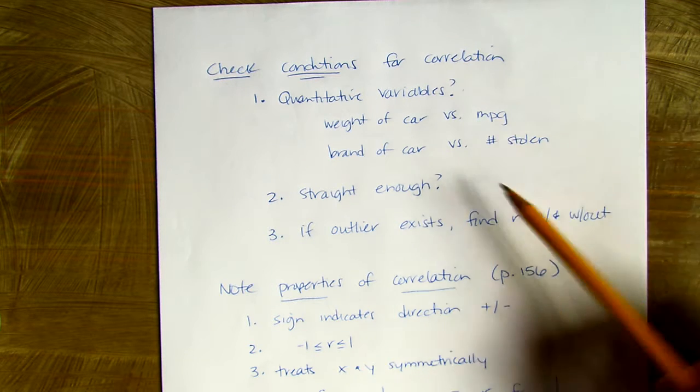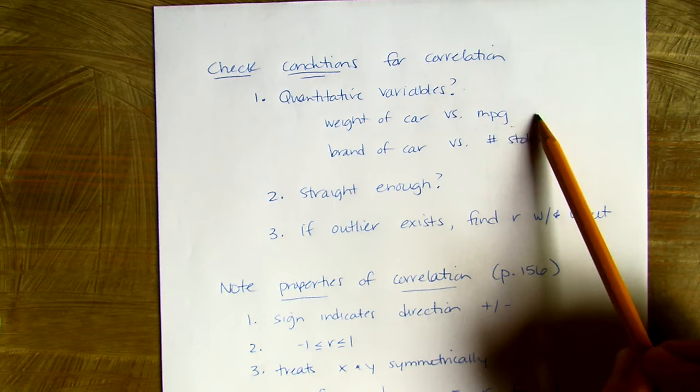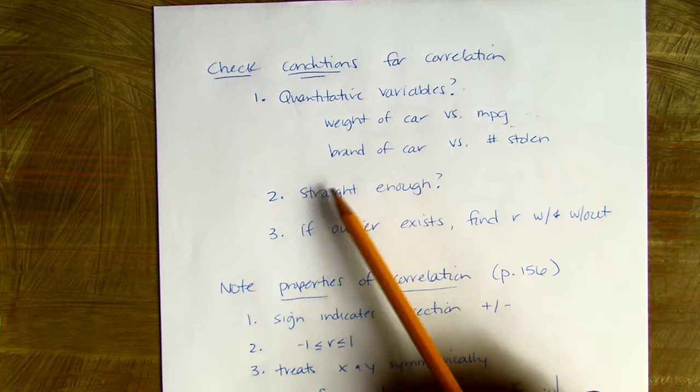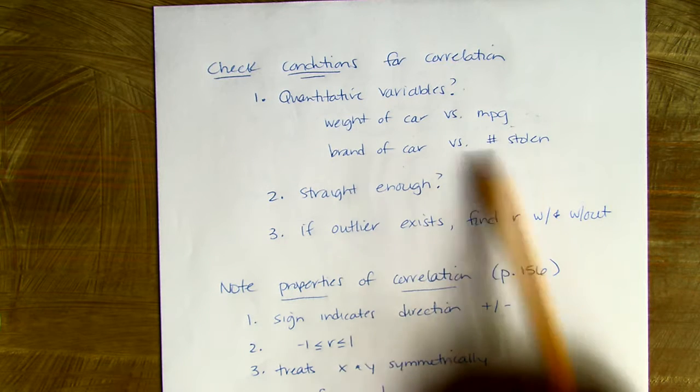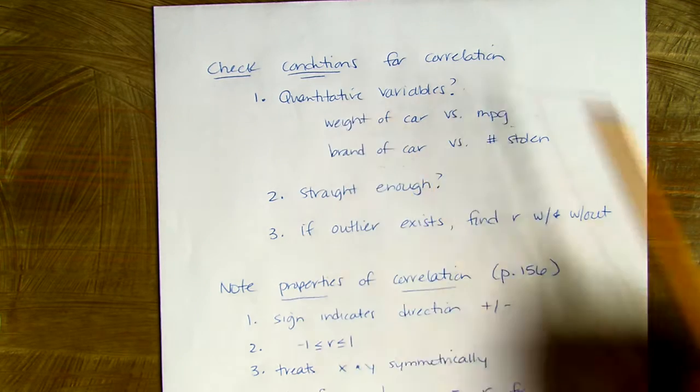do we have quantitative variables? Are we doing weight of a car versus the gas mileage, mileage per gallon? Could we do one there? Sure, those are both quantitative. What about the brand of the car versus the number stolen, or the model of a car? No, we couldn't do that because the model of the car is not quantitative.